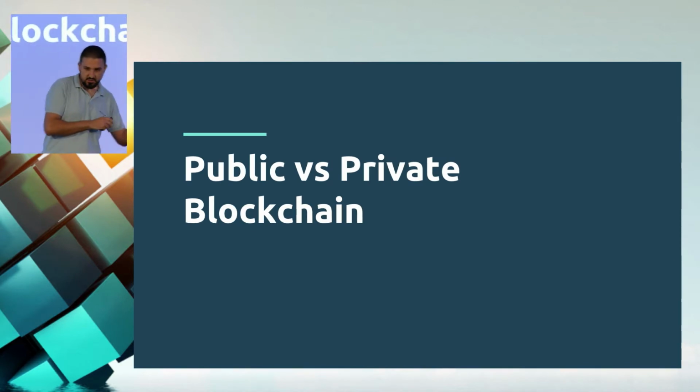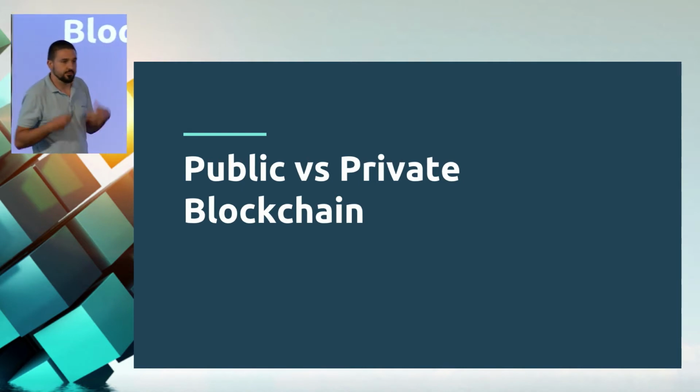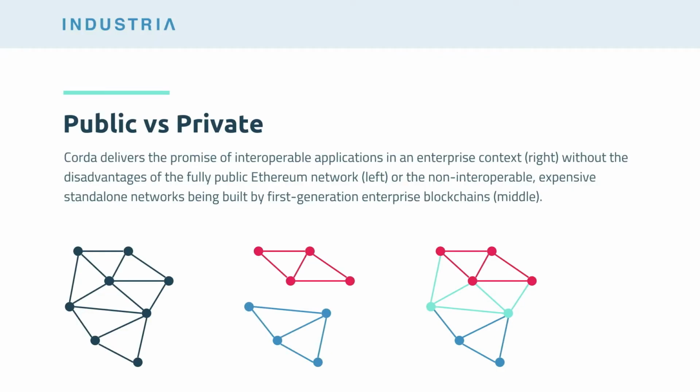In the last presentation, there was some discussion about public versus private blockchain. I will also go a little deeper on that. On the left image, you see an example of a traditional public blockchain on which all nodes are connected. All nodes have all the information on the ledger. They have everything. This was not very suitable for the enterprise.